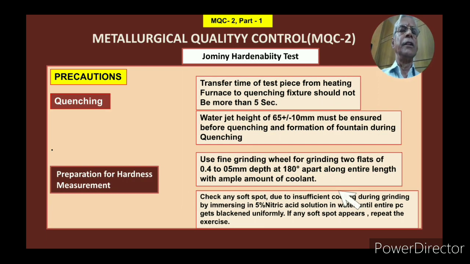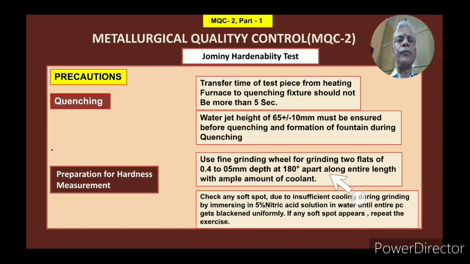Then quenching, again, this is a very important thing. Transfer time of test piece from your heating furnace to quenching fixture should not be more than 5 seconds. It has to be immediately quenched. Water jet height has to be maintained 65 plus minus 10 millimeter, which must be ensured before quenching, and formation of a fountain during quenching is an indication that you are doing very well and the testing is going well. There has to be a fountain formation. This I have shown in the figure also. You can go back to the figure and see it.